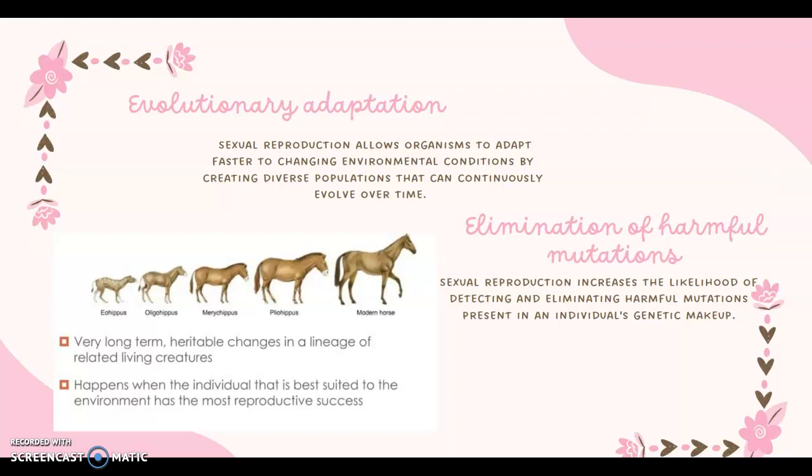Evolutionary adaptation. Sexual reproduction allows organisms to adapt faster to changing environmental conditions by creating a diverse population that can continuously evolve over time.